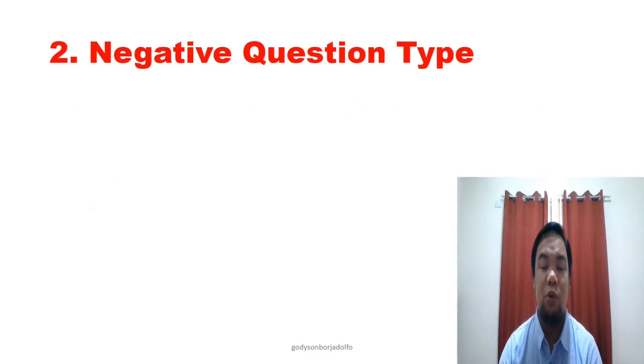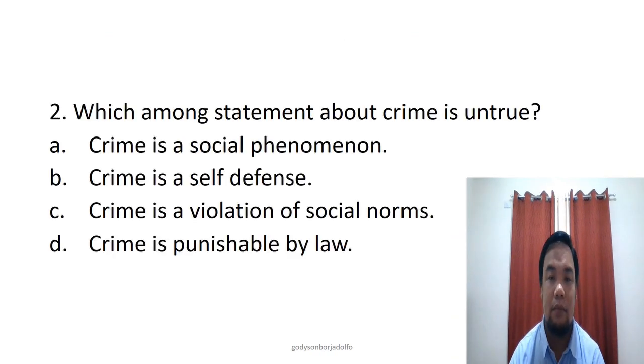The negative question type measures whether the examinee understood the question after reading it. The examinee must be aware of this item because it requires negative or incorrect answers. The following words must be noted such as except, false, and untrue. The item above is the best example of a negative question type.